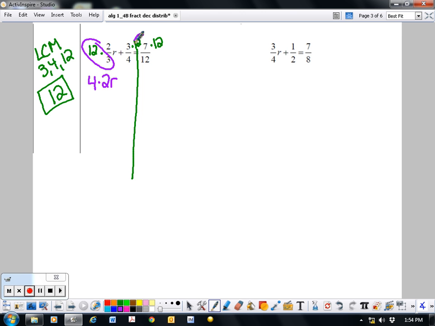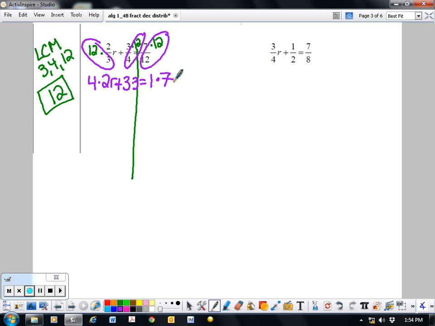So here, I'm going to divide first. 12 divided by 4 gives me 3. So I have a 3, and then I have a 3 left on top. Here, 12 divided by 12 gives me 1, and I times it by what's left on top, 7. And so that's another way of working with it.